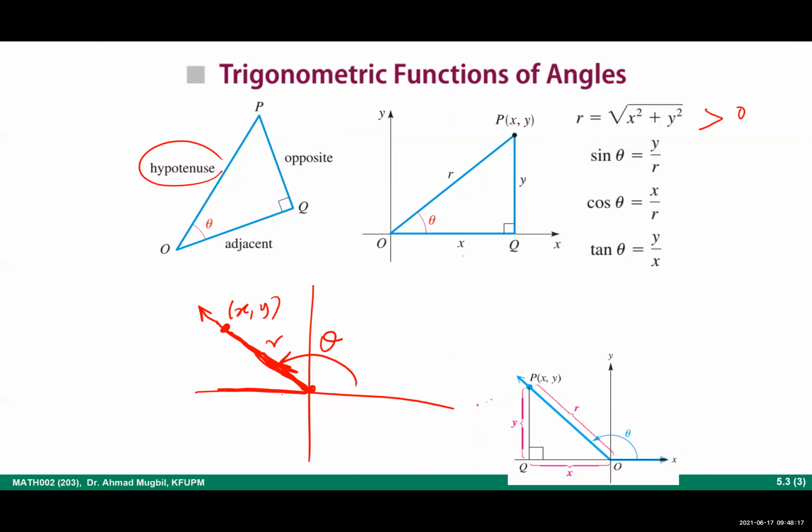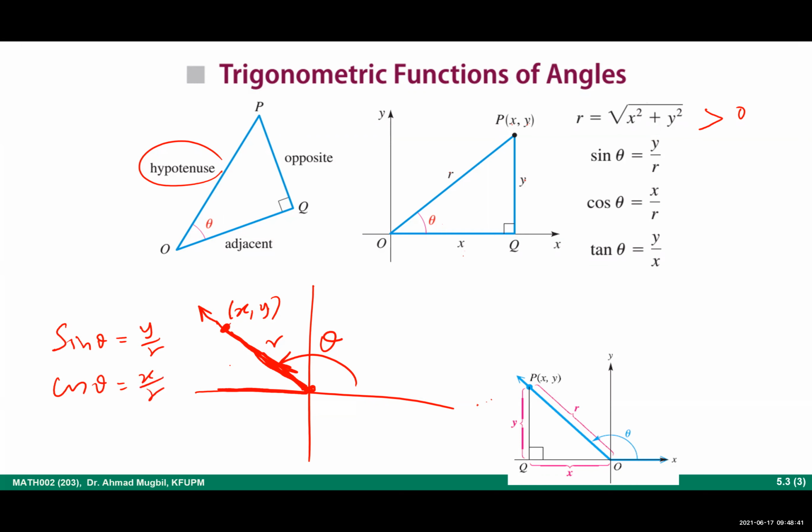This horizontal distance will be the absolute value of x, but here we just put it as x, and this is y. Now you can apply the generalized idea in the same way. Indeed, you don't need to draw a triangle at all. You just say that sine theta is y over R, and cosine theta is x over R, and that's it.